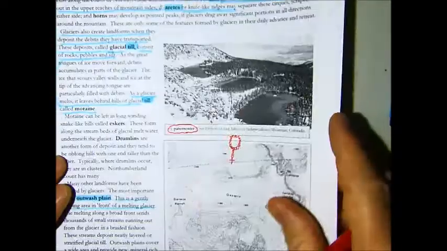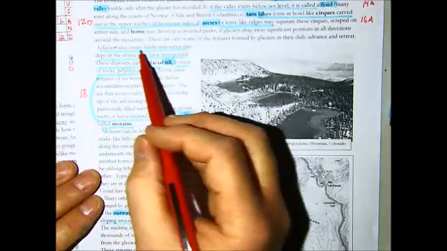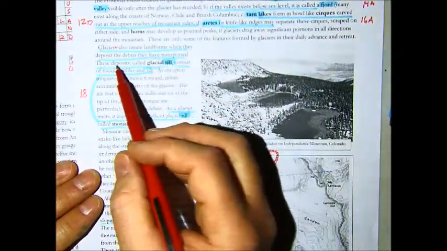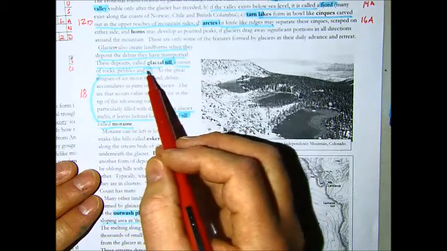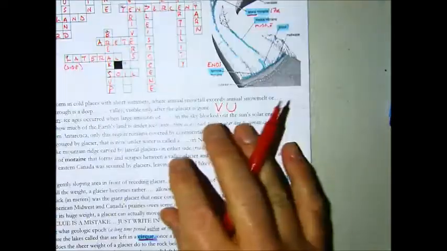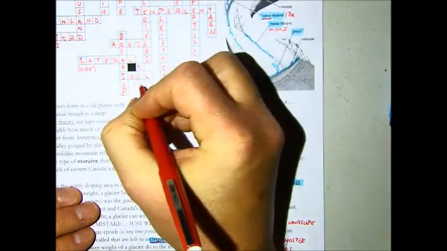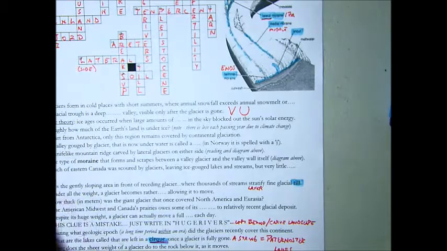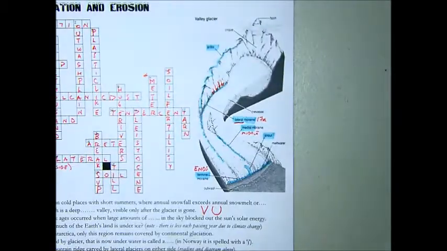If you were looking for it here, it shows up in a couple of places. Glaciers create landforms from deposited debris, called glacial till, consisting of rocks, pebbles, and silt. When a glacier melts, it leaves behind hills of glacial till called moraine. So our final answer is till. Now, a couple of things we also want to highlight on this diagram, okay?